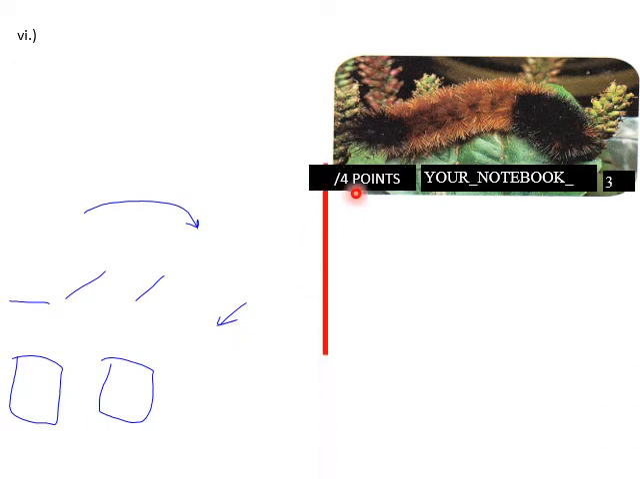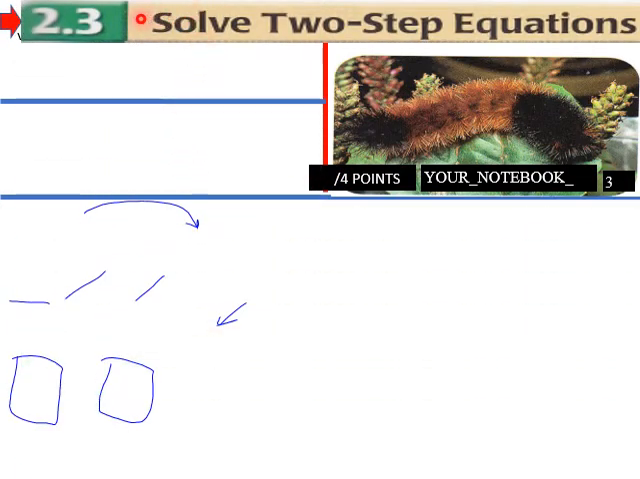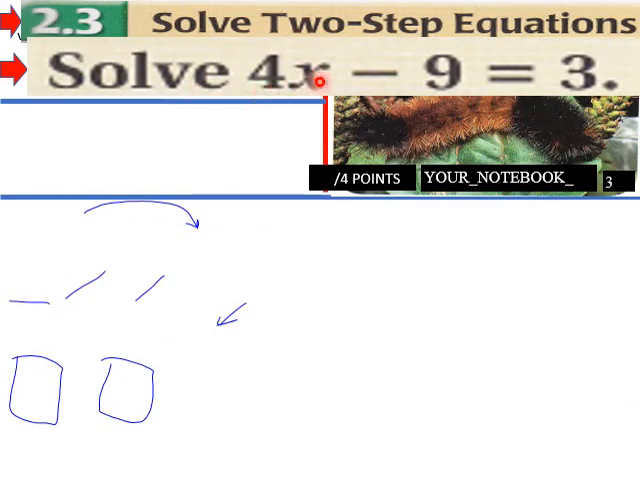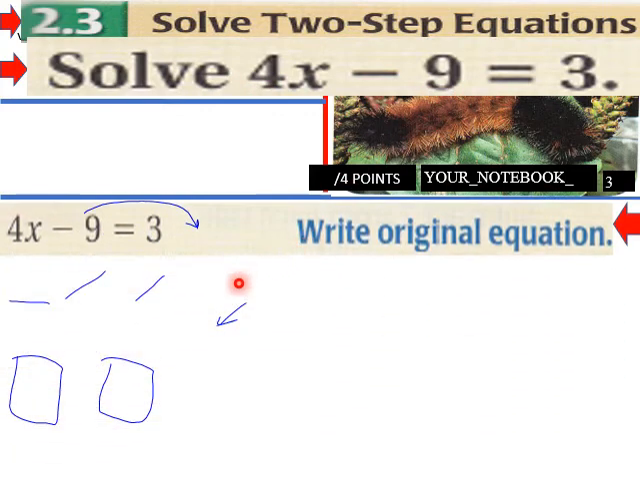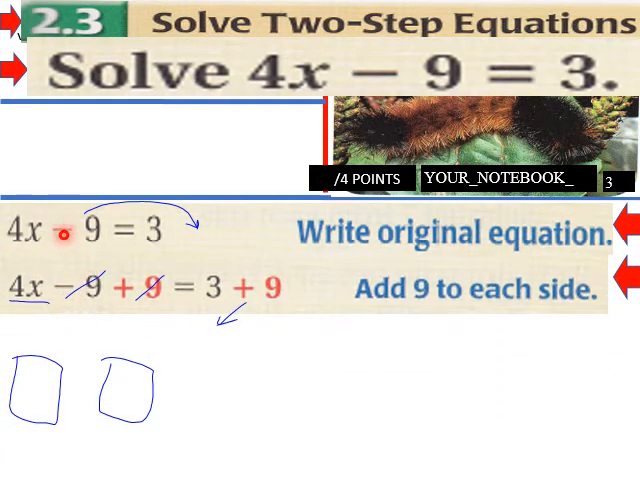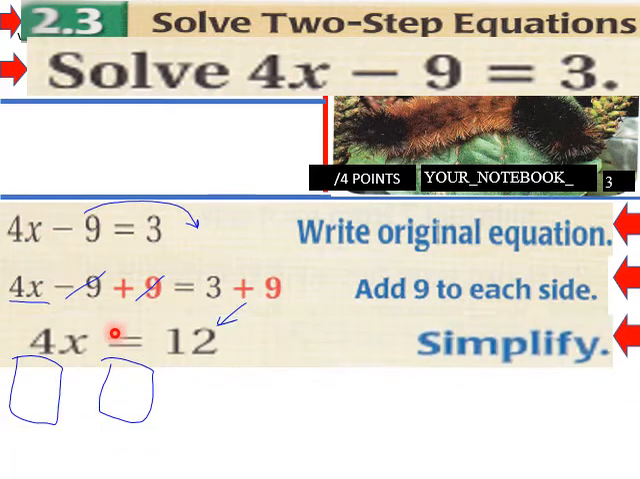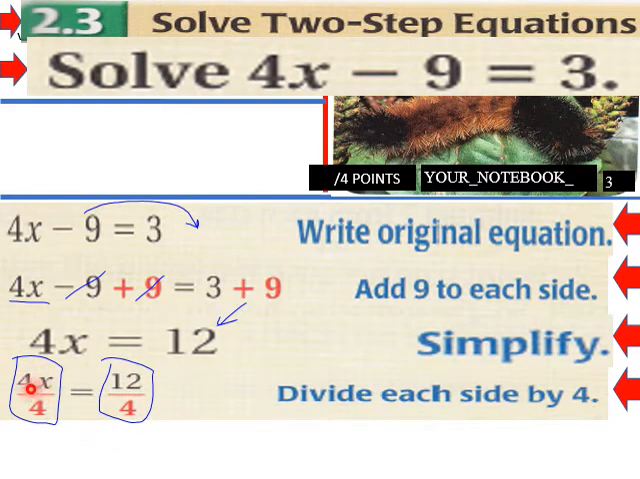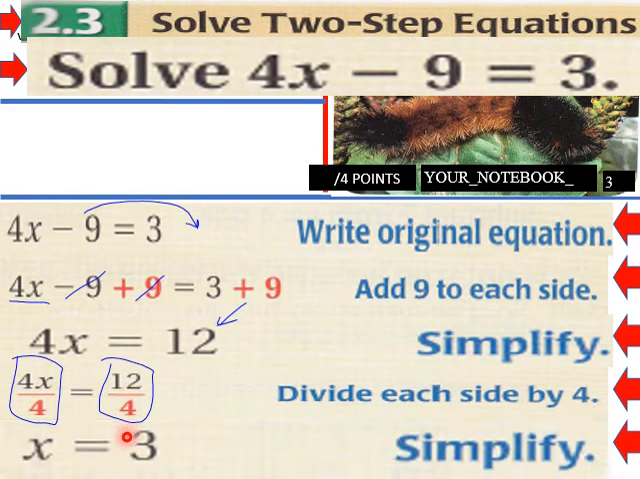Let's go into our first example, which goes into your notebook for today's lesson. 2.3, solving two-step equations. Solve 4x minus 9 equals 3. That's our original. First thing we're going to do is add 9 to both sides, so we can isolate our x. And what we get is 4x equals 12. Then to solve for x, we divide both sides by 4. This will cancel, 12 divided by 4 will equal 3. So we have x equals 3 for this equation.